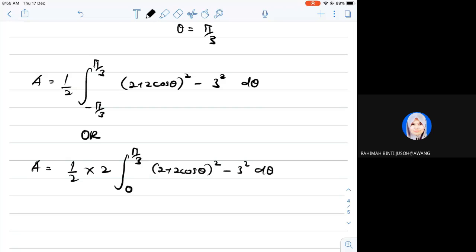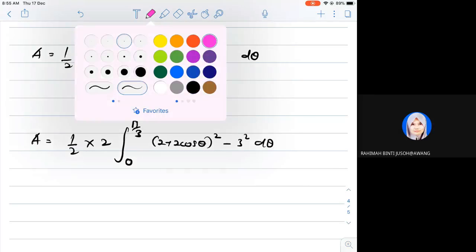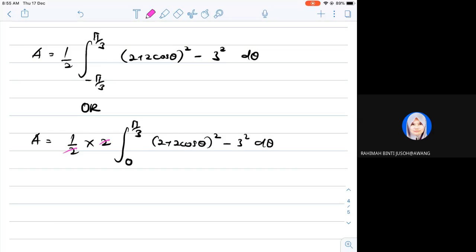It's up to you guys. Either you want to calculate the full region or half region. Both will give you the same answer. But for the half region, you have to multiply by 2, of course. Did you understand this, guys? Yes. Okay. Yes, Madam. All right. So now we can cancel this. Let us proceed.